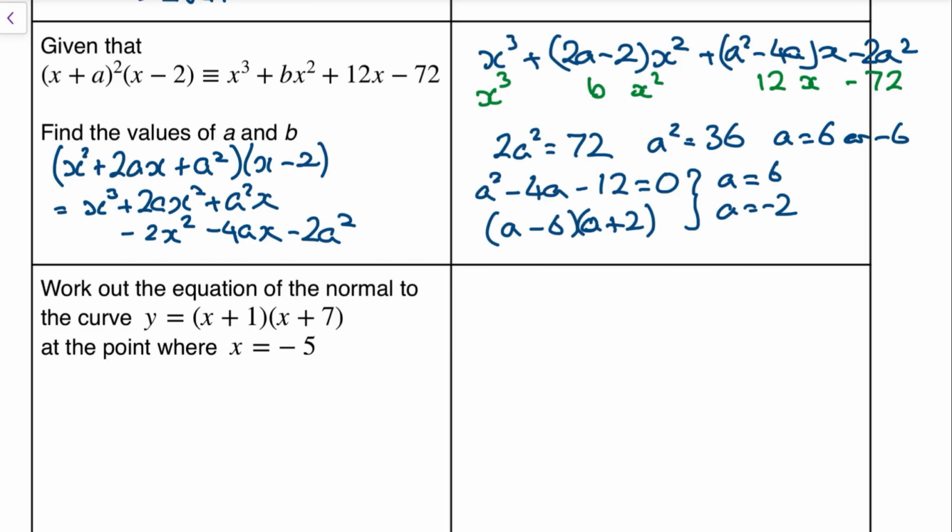Now, a can't be equal to both 6 and minus 6 and 6 and minus 2. It must be the same for both equations. In other words, it's true that a equals 6 and I've got one of the numbers. Let's go back to the x squared because now I know what b is. So b is going to be the value when I put 6 into the equation here. So 2 times 6 is 12, minus 2 is 10.